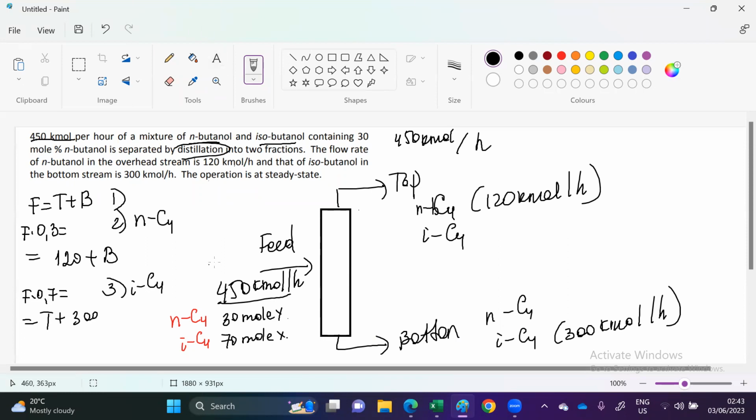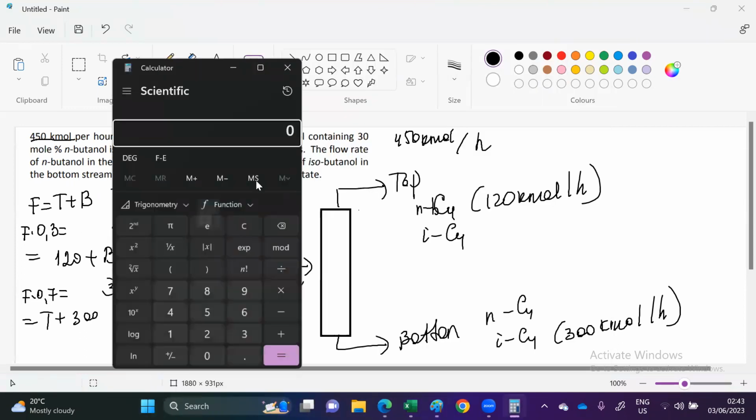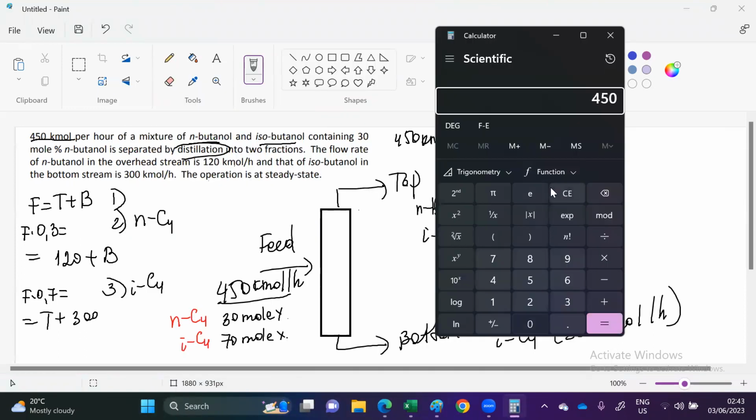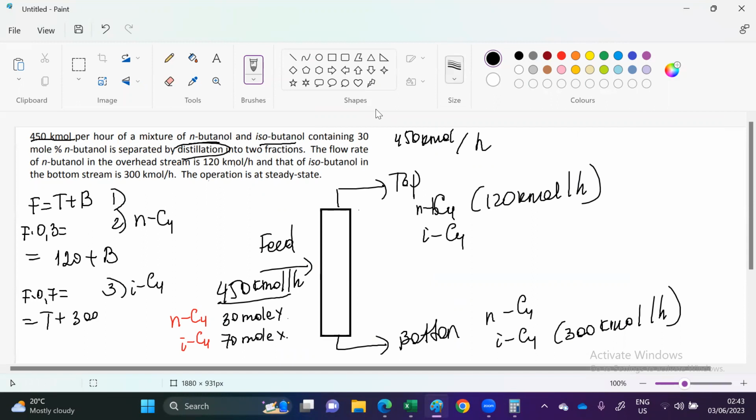Let's do it. So the feed stream is given. Yes, 450. Open the calculator. 450 multiplied by 0.3, it will be 135 kilomole per hour, right? And it means that if it's 135, this is 120, and the bottom will be 135 minus 120. It will be 15. In the bottom, it means we got the normal butanol as 15 kilomole per hour.